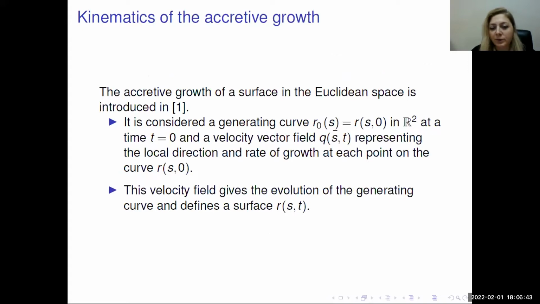It is considered a generating curve R0 in the plane at time 0, and the velocity vector field Q represents the local direction and rate of the growth at each point. This velocity field gives the evolution of the generating curve and defines a surface.